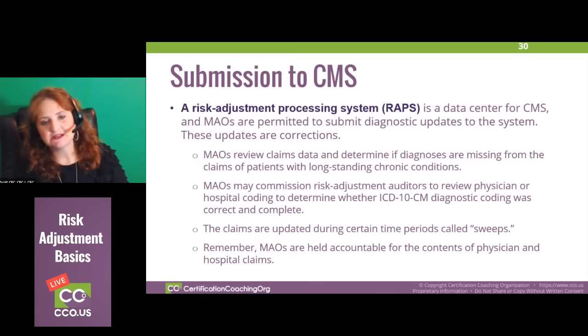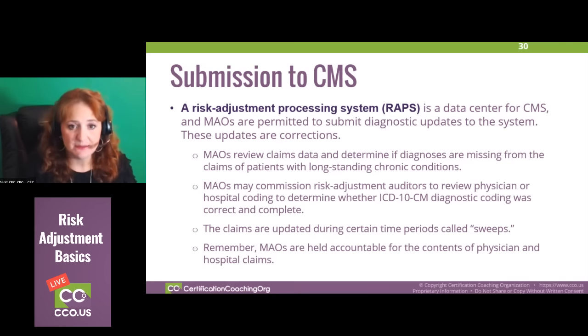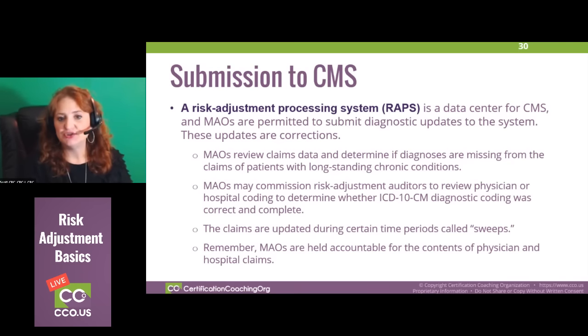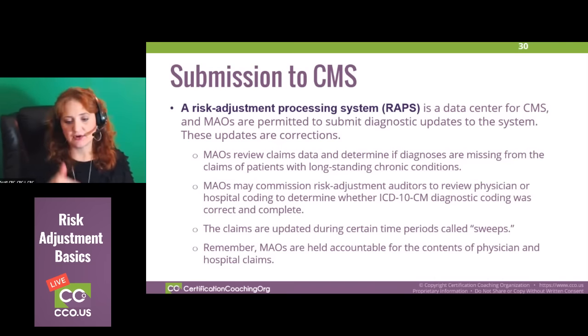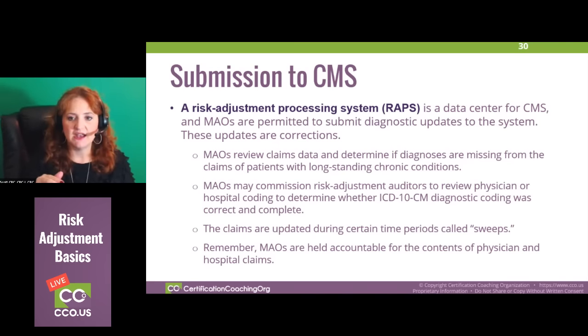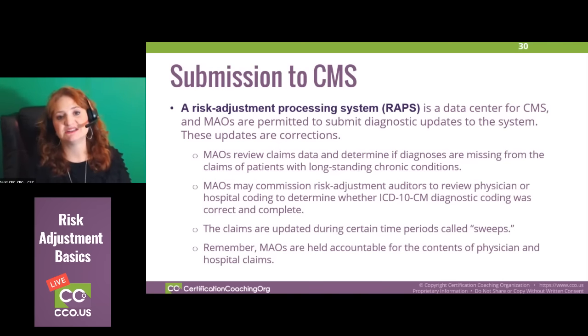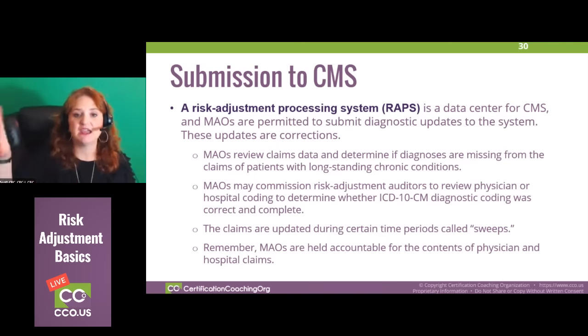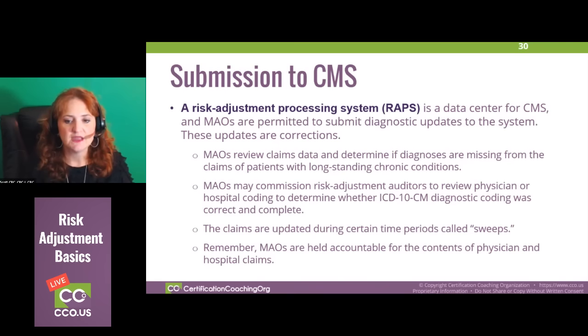How do we submit all of this information to CMS? Well, it's used through RAPS, and that's the Risk Adjustment Processing System. So if you're a risk adjustment coder, you're collecting all these diagnoses, you're converting them over to the HCCs, and then you put them into your program, and boom, you send them off to CMS. And then they do all the calculating and everything. They do sweeps certain times of the year.